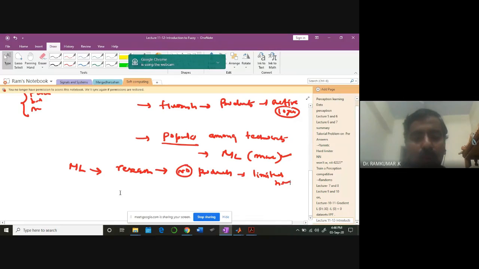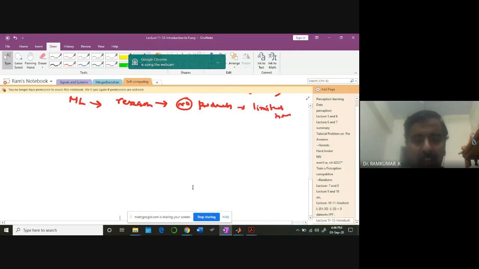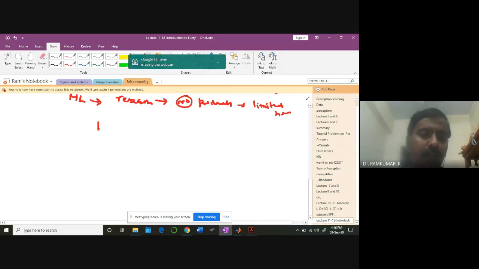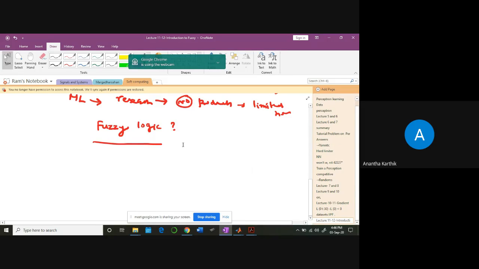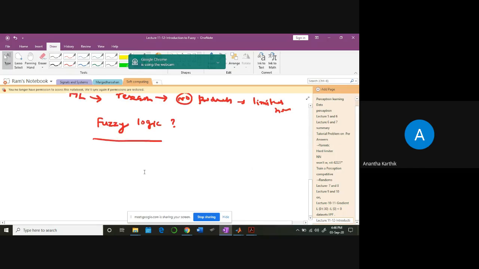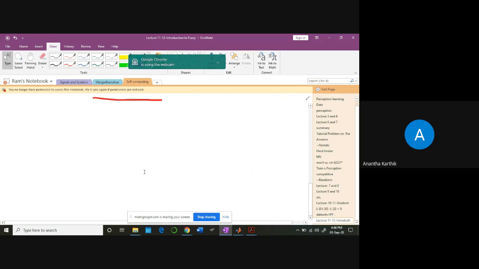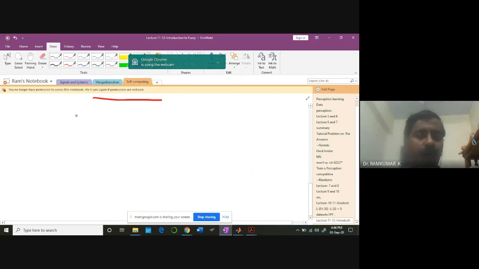Now, what is this technology about? Any fair guess? How to understand this? What is fuzzy logic? Sir, it's like not just 1 and 0, there are in-between values also. You come up with some application or examples, something related.